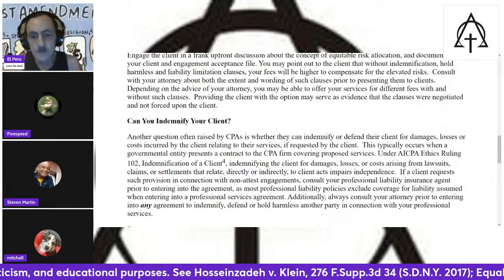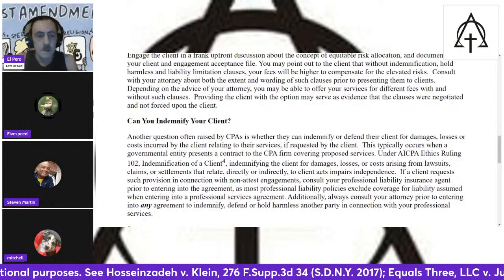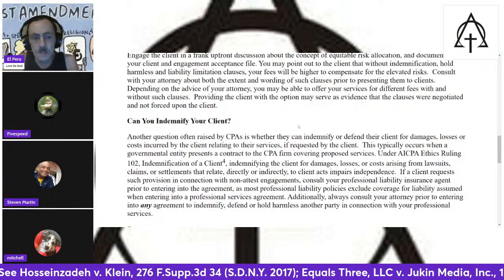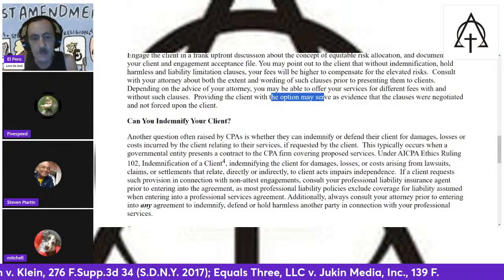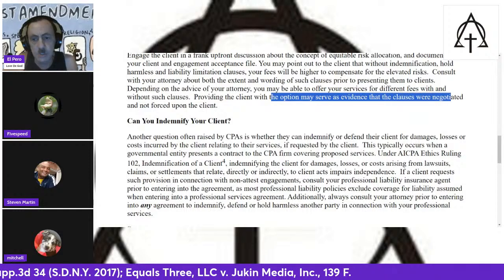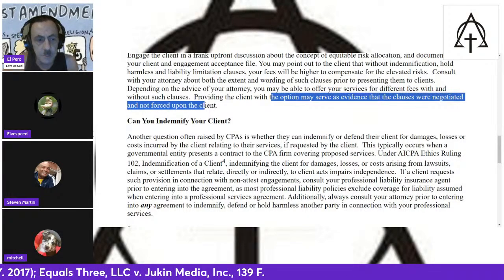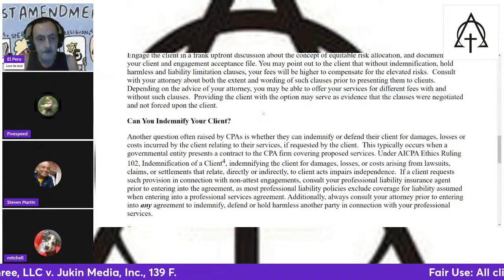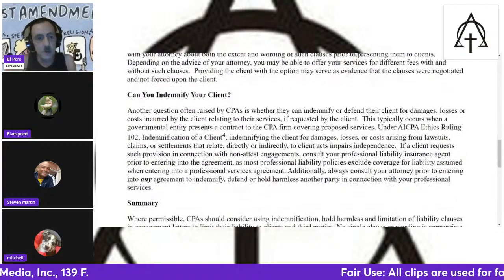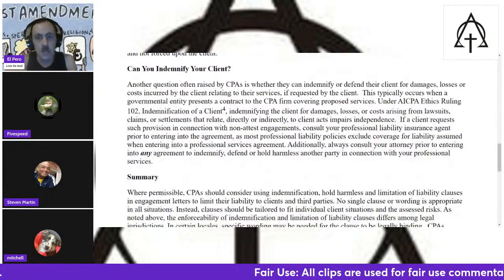Absolutely. And it says here, providing the client with the option may serve as evidence that the clauses were negotiated and not forced upon the client. Okay? That's why it's important to have them so that you can show that it was negotiated.